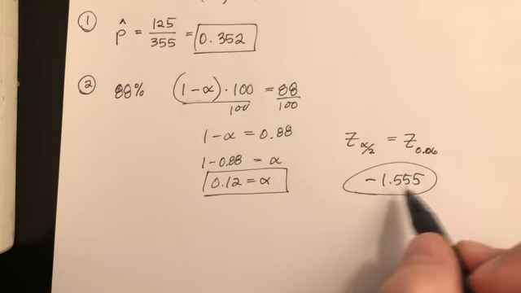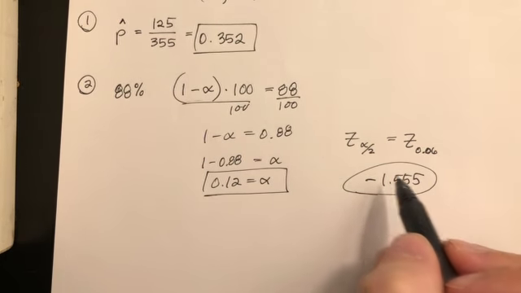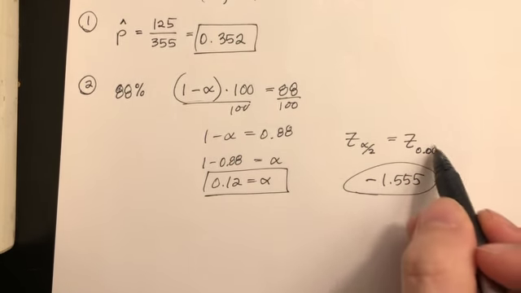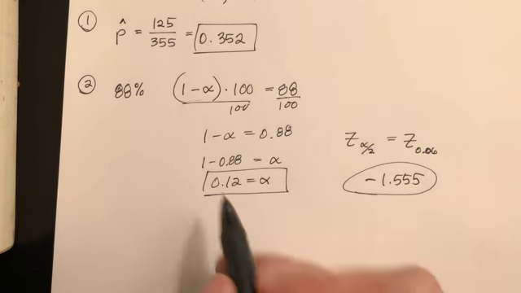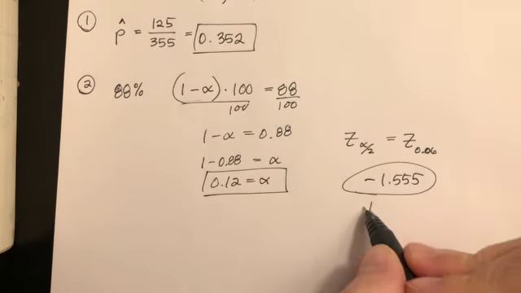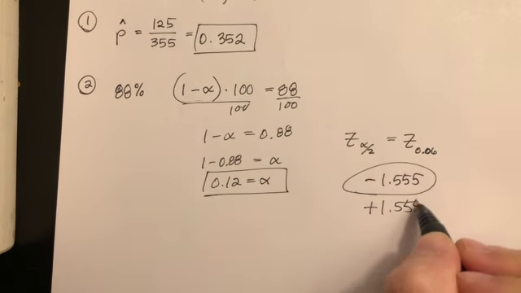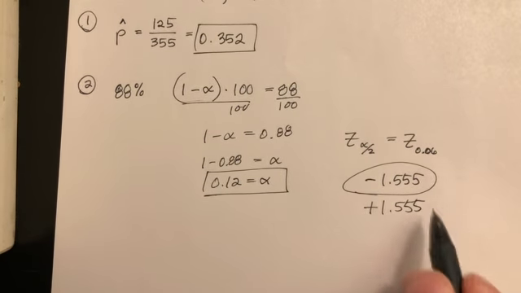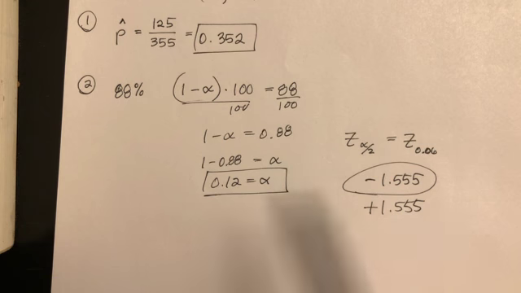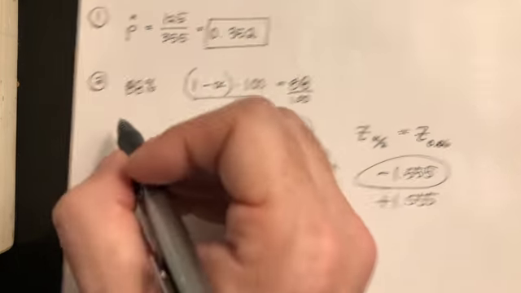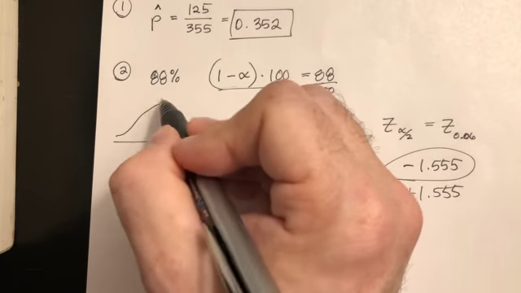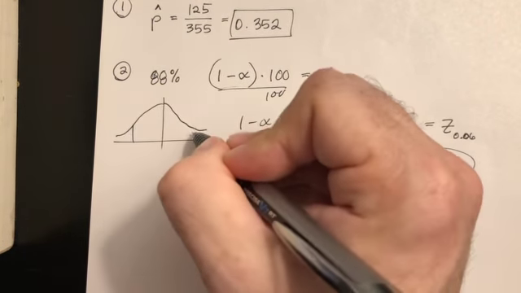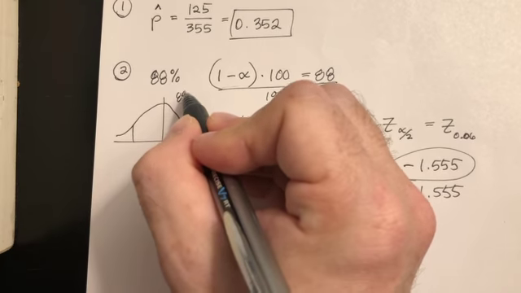Now, here's the thing. With this, the z-score is a negative number because the area is so small, because it's over here on the left side of the normal curve. But it is also positive 1.555 because we're talking about the alpha over here. So an 88% confidence interval is talking about 88% over here. Let me draw this normal curve. Told you I'm bad at it. It's saying that in between we have 88%.